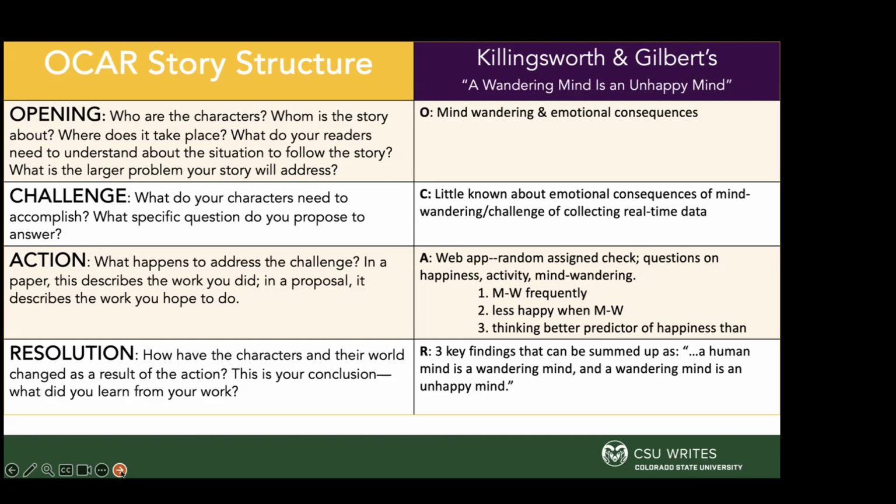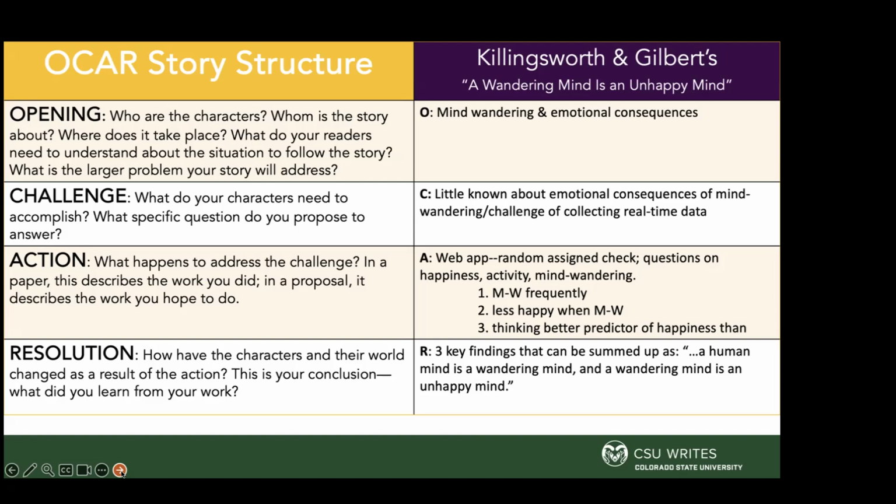So if you think about it in terms of characters, it's still about mind wandering. It's still about emotionally how people are feeling about what they're currently doing and how they're thinking, right? And they develop an app to do that. The action is the web app itself. That's the method section, where they do a randomly assigned check on happiness and activity, and then mind wandering. Mind wandering is frequent, people are less happy when mind wandering, and what people are thinking is a better predictor of happiness than what they're doing.